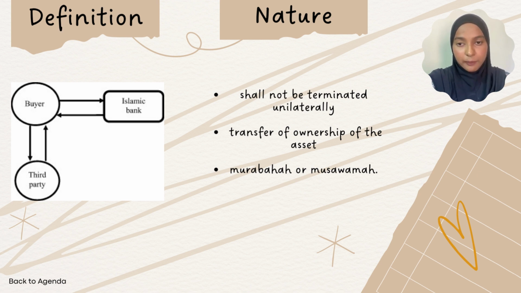Thirdly, the sale and purchase contract in the Tawarruq may take the form of a murabahah or musawamah. What is musawamah? Musawamah is known as simple sale, which means the sale of the commodity at the cost price between contracting parties and commodity broker for same-day settlement.